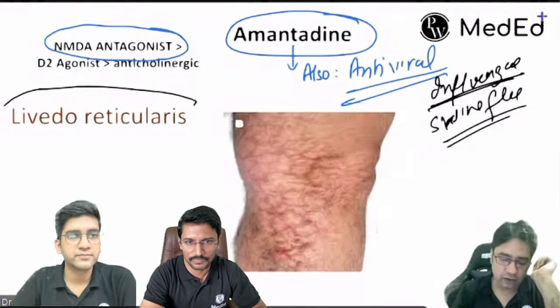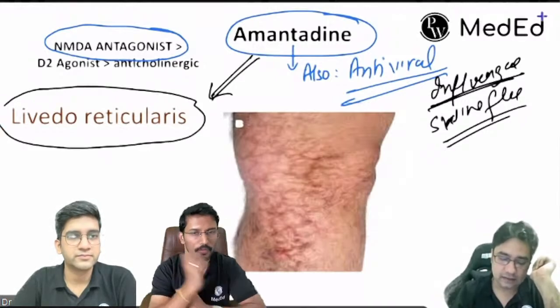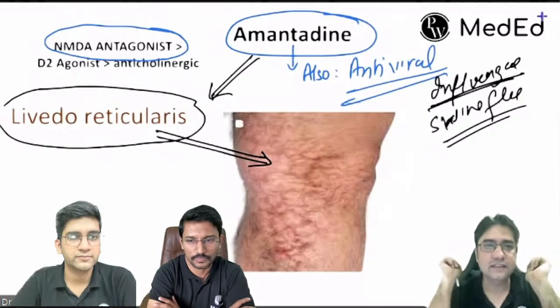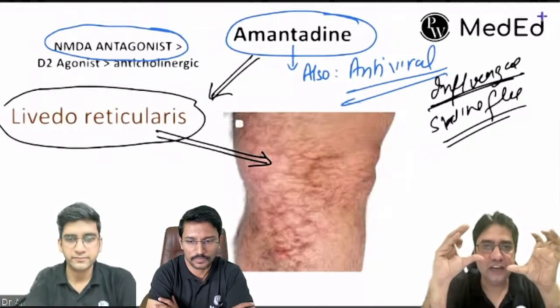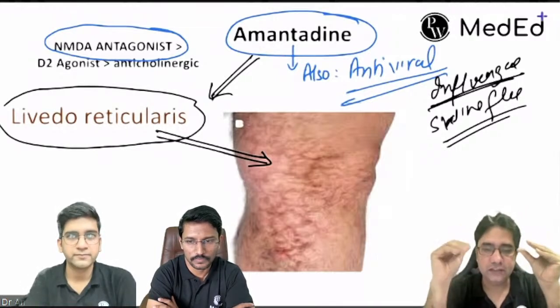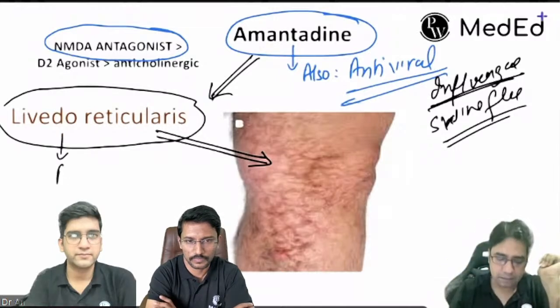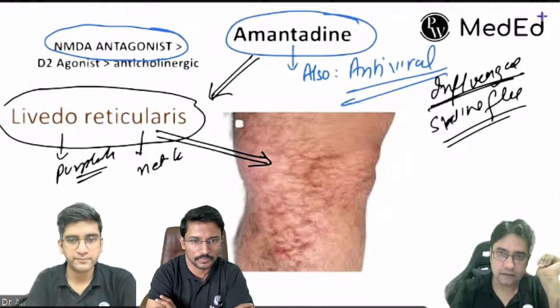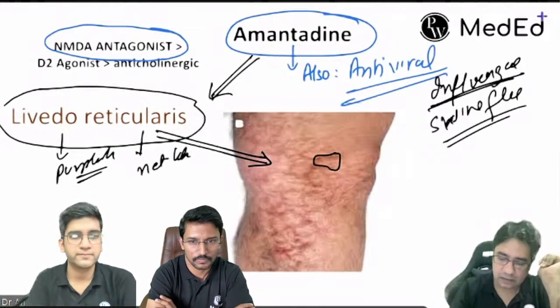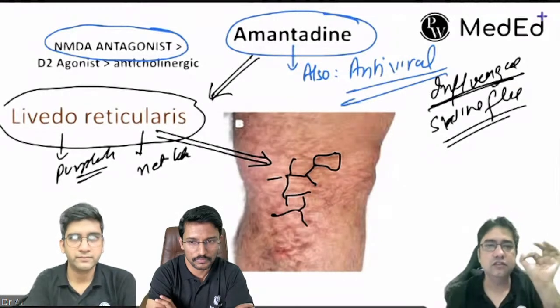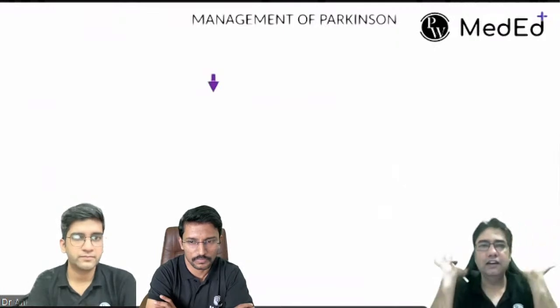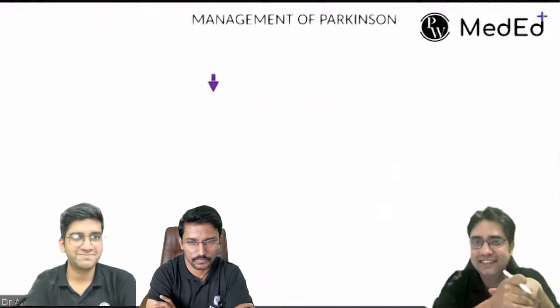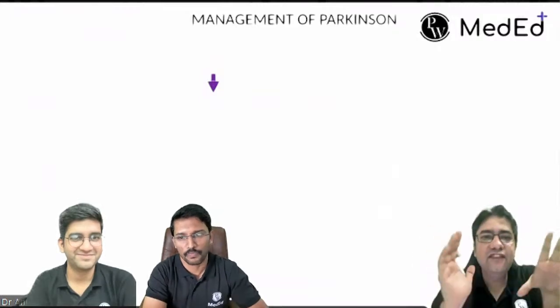The side effect you have to remember, which is commonly asked, is livedo reticularis. It suddenly leads to vasodilation because of its dopamine action. Livedo means some purplish kind of thing. Reticularis means net-like pattern. So you can see this purple net-like dilatation of blood vessels on skin. So this is livedo reticularis caused by which drug? Amantadine.